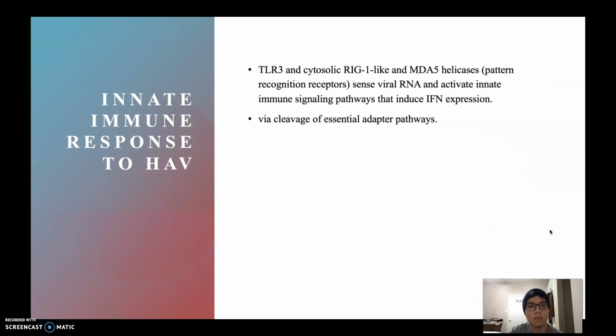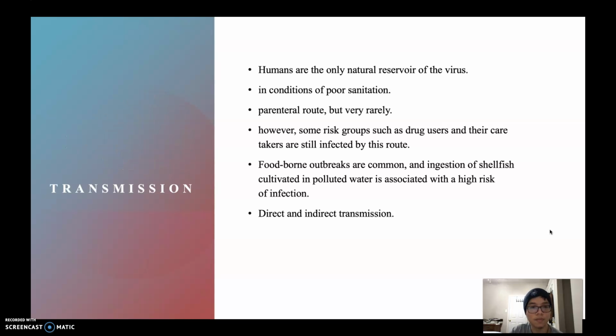How innate immunity responds to HAV. TLR3 and RIG-I like MDA5 helicases are pattern recognition receptors. They will sense viral RNA and activate innate immune system signaling pathways that induce IFN expression. The HAV then will interfere with both of the innate immune mechanisms via cleavage of essential adaptor proteins.